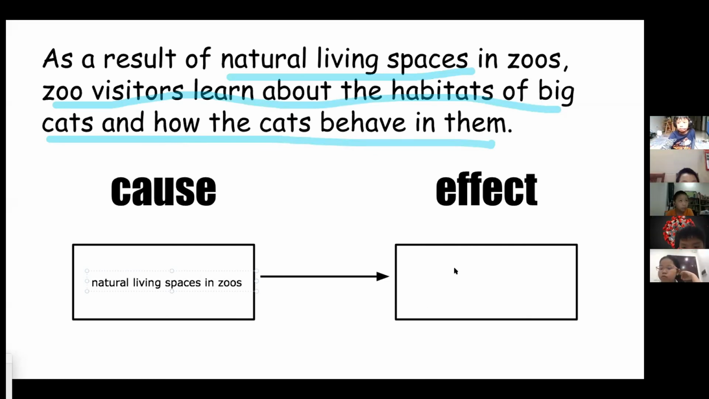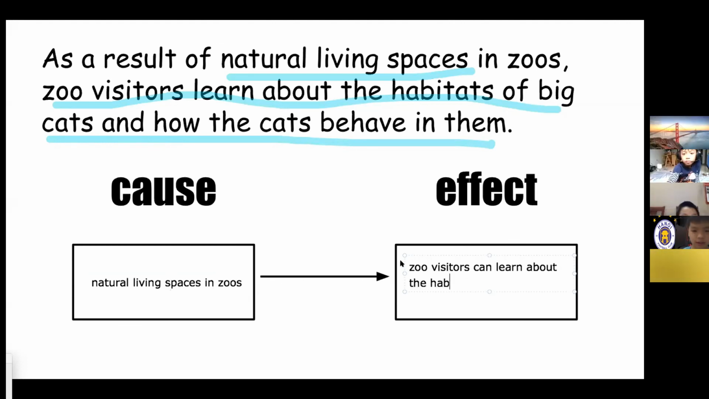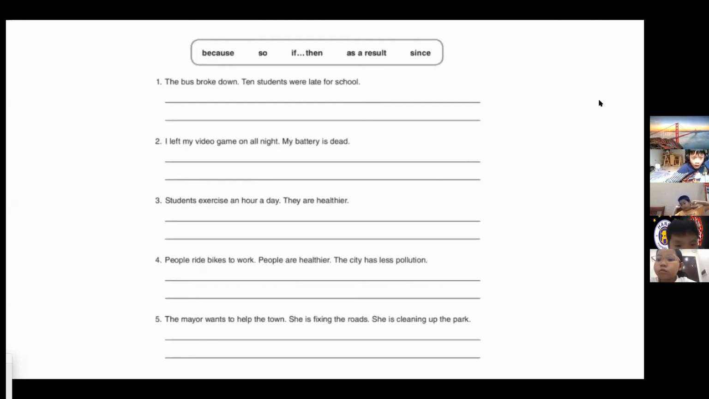And Dino, what is our effect? What happens because zoos have natural living spaces? Visitors can learn about the habitats of big cats and how cats behave in them. Okay, so zoo visitors can learn about the habitats of big cats and how the cats behave in them. We have our signal words up at the top. We have because, so, if, then, as a result, and since.